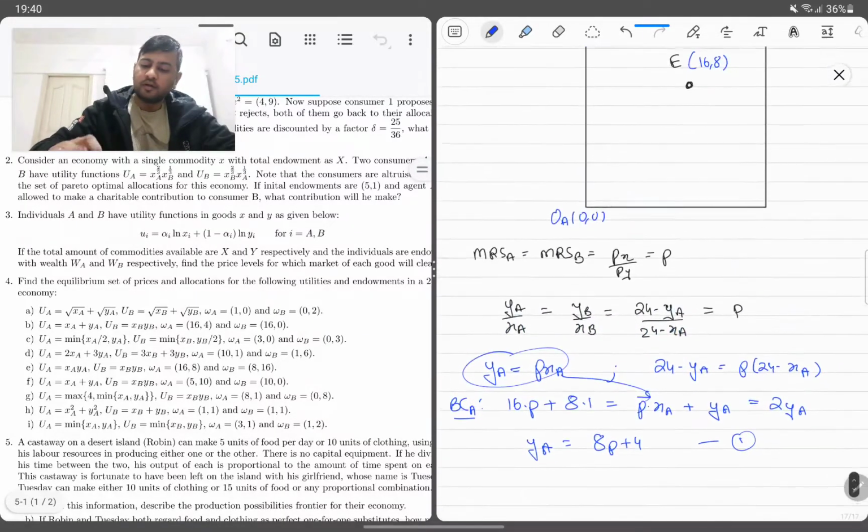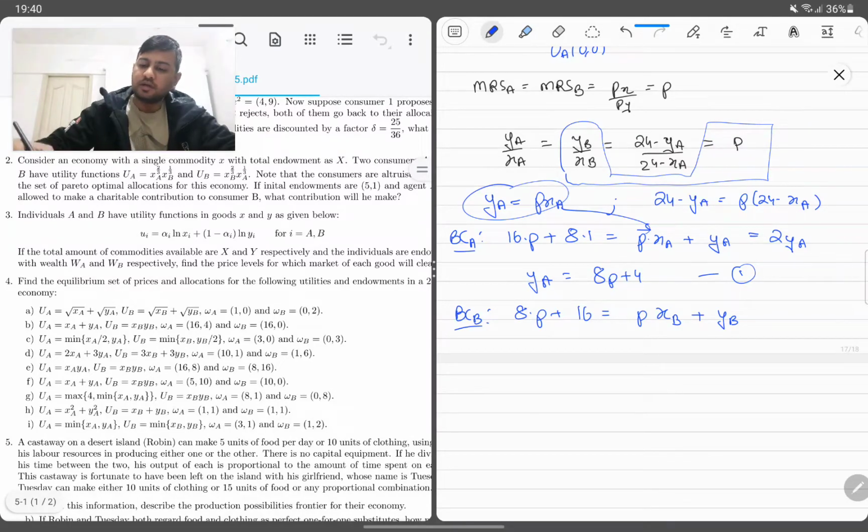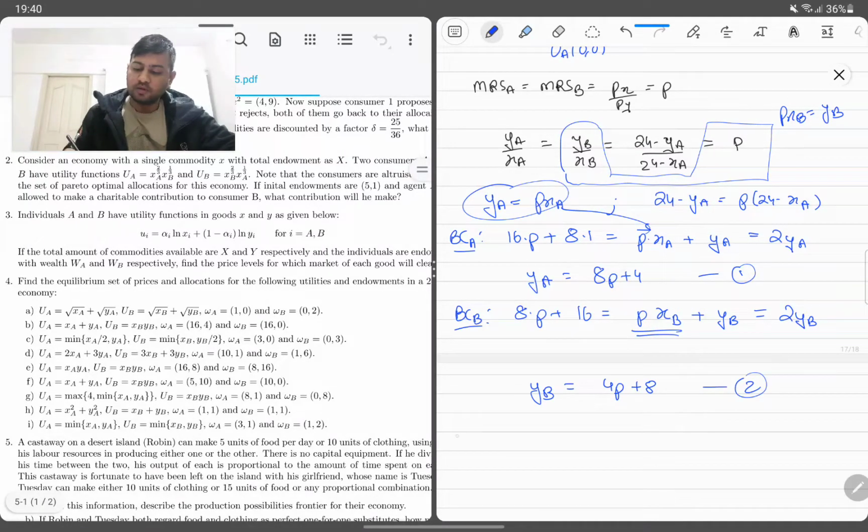Now let's do the same thing for person B. So budget constraint of B: 8 into P plus 16 is equal to P into XB plus YB. Now looking at these terms, I can write that P XB must be equal to YB. So P XB is equal to YB, so this becomes twice YB. So from here I get YB is equal to 4P plus 8. This is equation number 2.